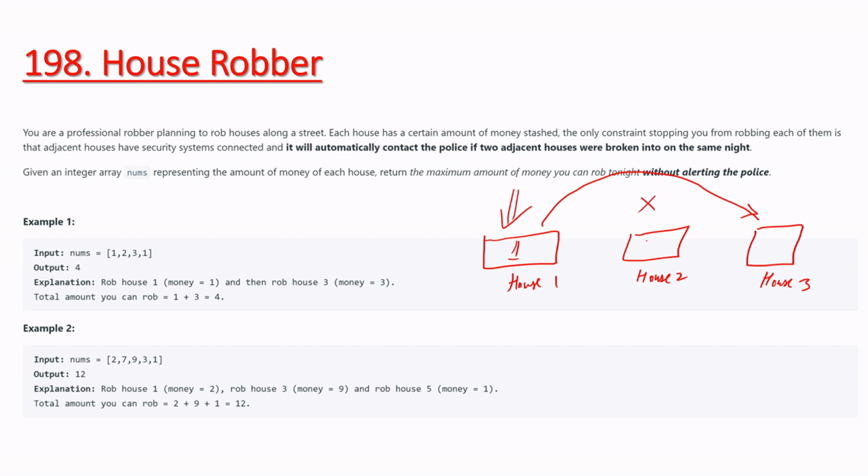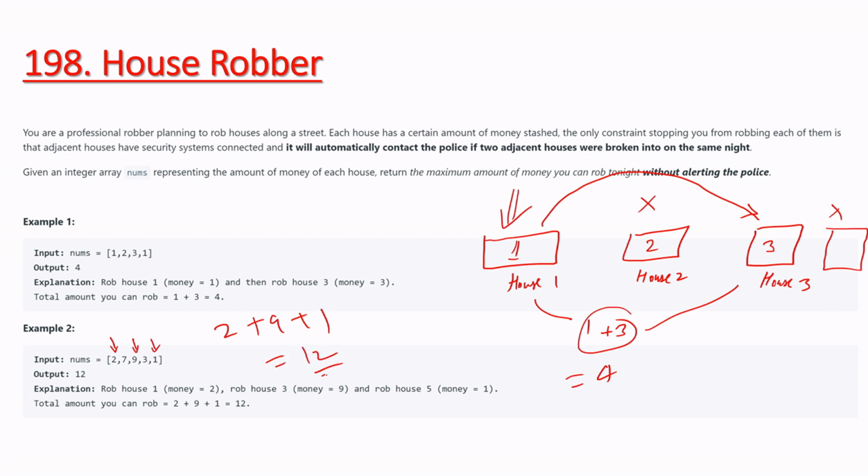So the money we have here is 1 in house 1, this is 2, but we are not going to collect it. This is 3, correct? The next house we don't want to rob, because this is also consecutive, and we don't have a next house. So money will come from house 1, which is 1, and from house 3, which is 3. So this becomes 4. Similarly for this one, if the robber starts from 2, he will count 9, and then 1. So 2, 9 and 1 makes 12, right?